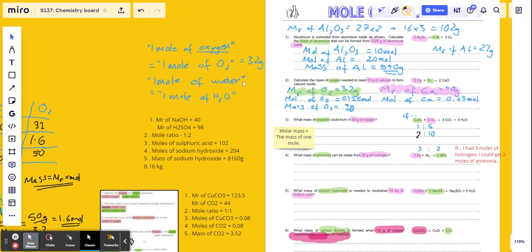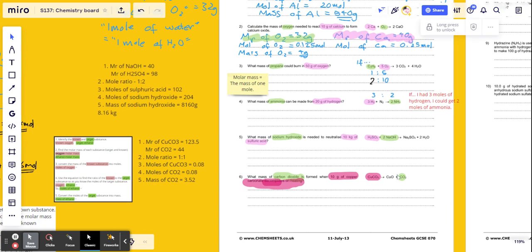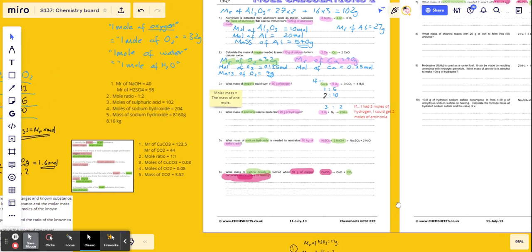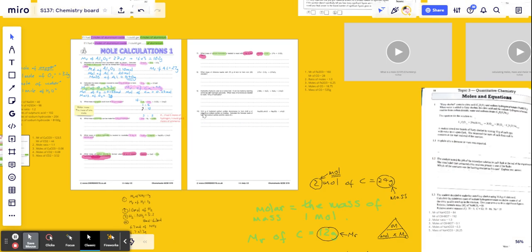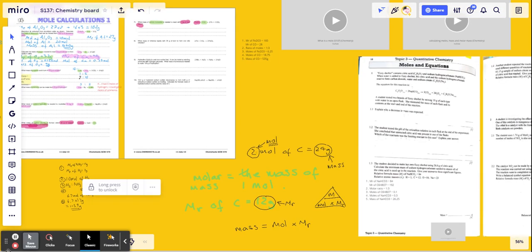So that's how you do a standard question in moles, and there are lots more you can practice down here. We started doing some of them. I think we got the hang of them, and then we moved on to some more difficult ones up here. Okay, I'll just cut that video there and save it.